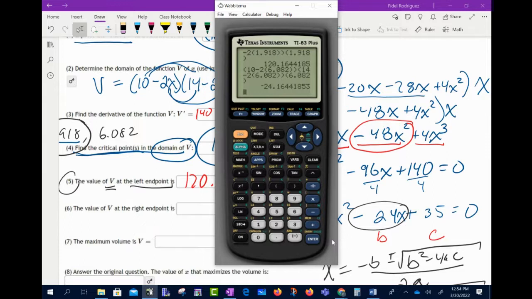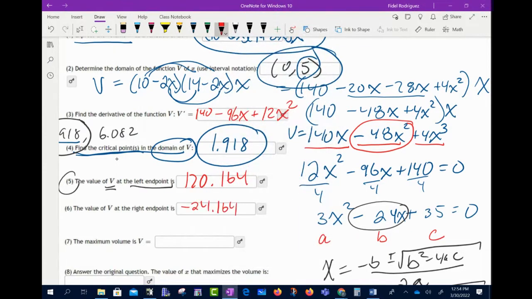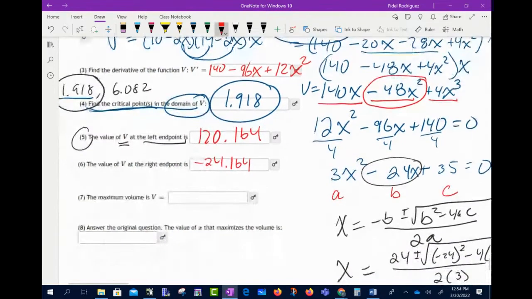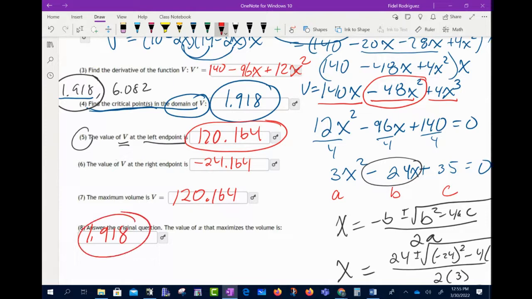Look at the number I'm coming up with here. What kind of number did we get? Negative. You know why we got a negative? Because that 6.082 was not in the domain, right? So right here, y'all, I'm going to put a negative 24.164, okay? Now, what is the maximum volume? The maximum volume was when we plugged in the first endpoint, right? Which happened to be 120.164. And the value of x that we used was 1.918. Does that make sense?